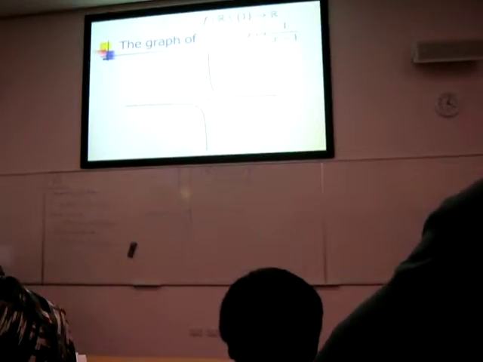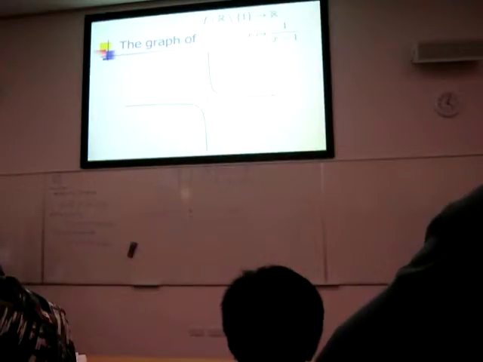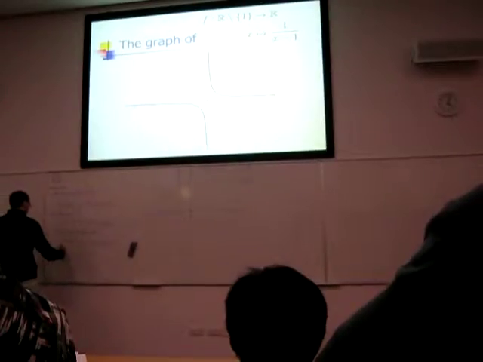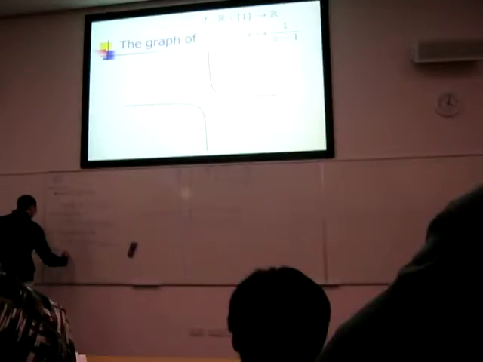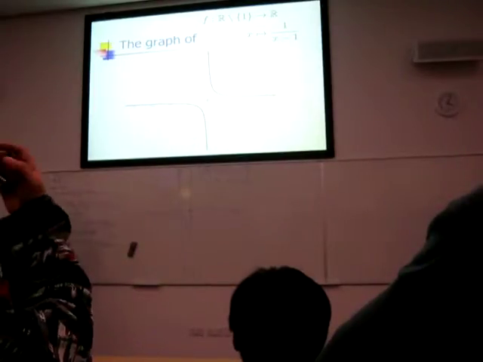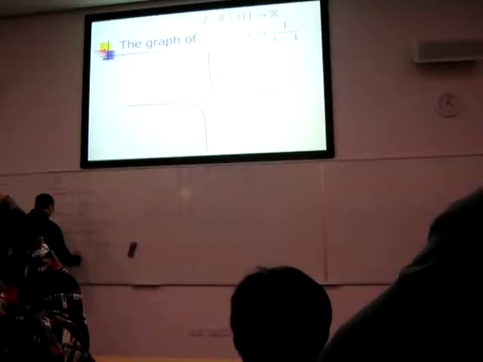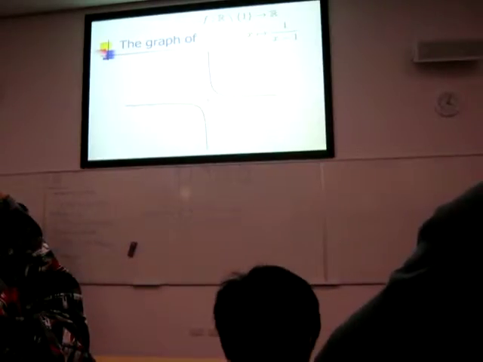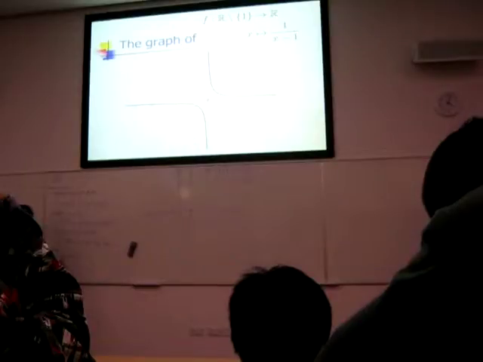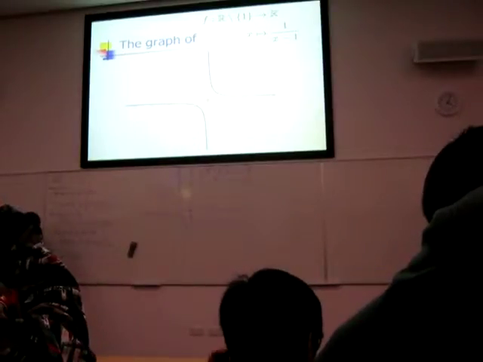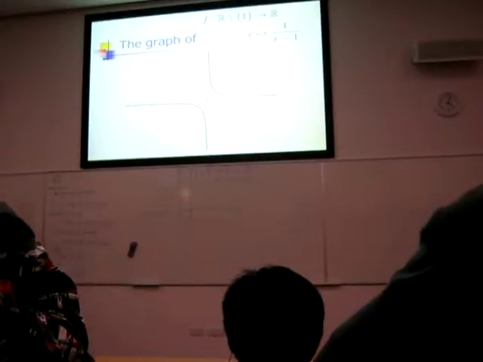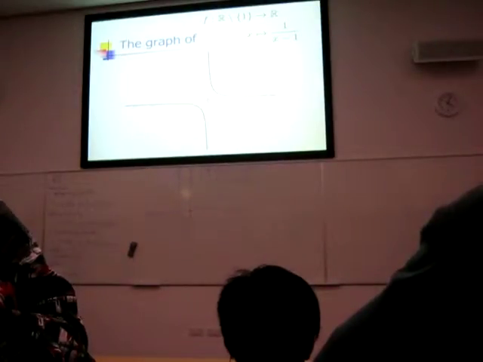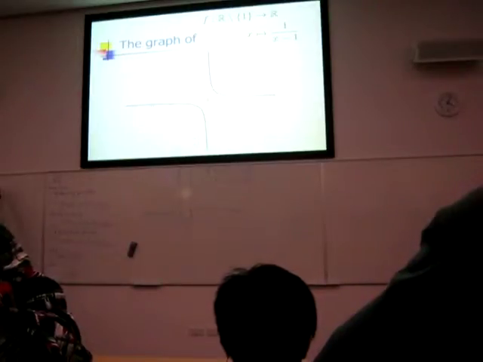What else do we have? Oh, odd and even. So odd is if f of minus x is the same as minus f of x, and even, f of minus x is equal to f of x. Then we had periodic as well. I'll put it over here.